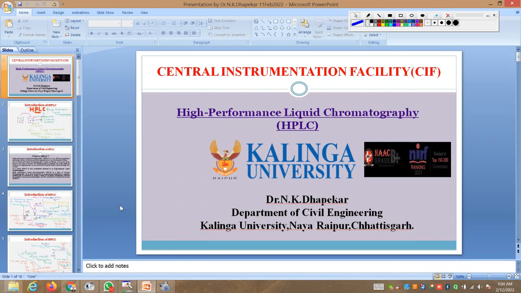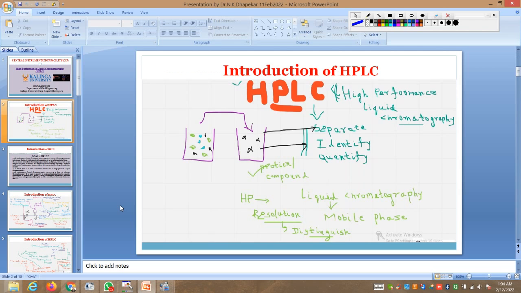So, today the topic which I am going to deliver is high performance liquid chromatography, HPLC, and its application in civil engineering. High performance means resolution, and resolution means distinguish. With the help of this equipment, we can distinguish the components, we can separate the components.